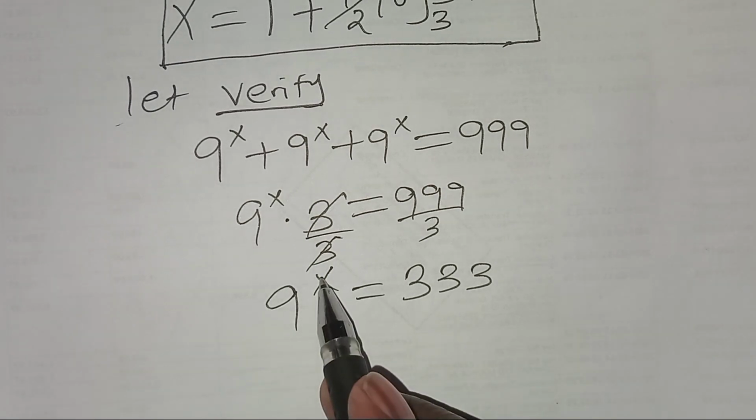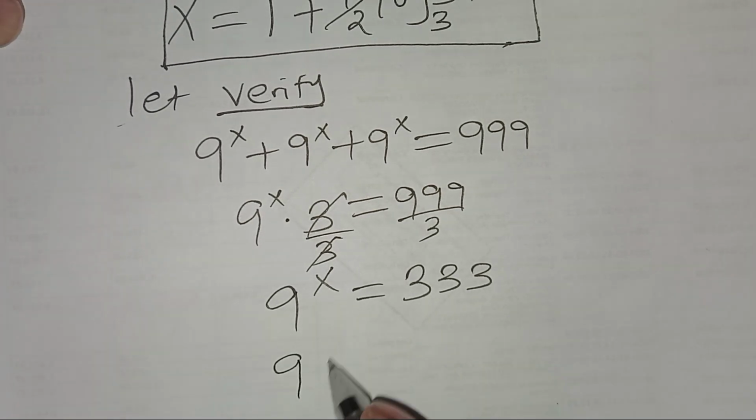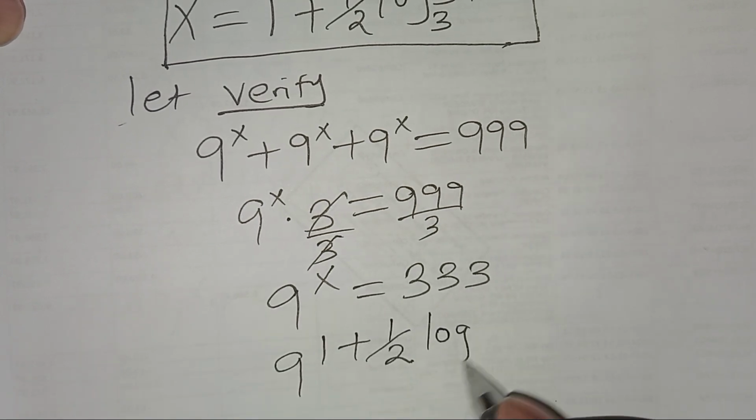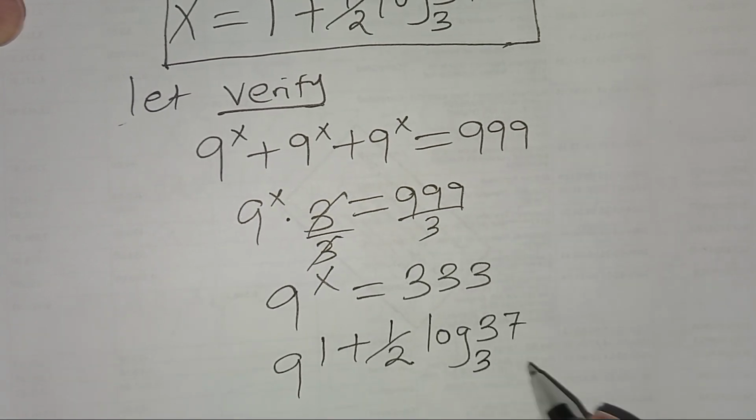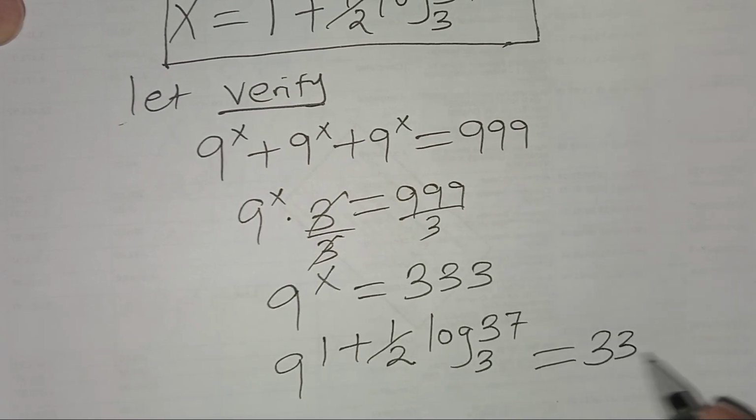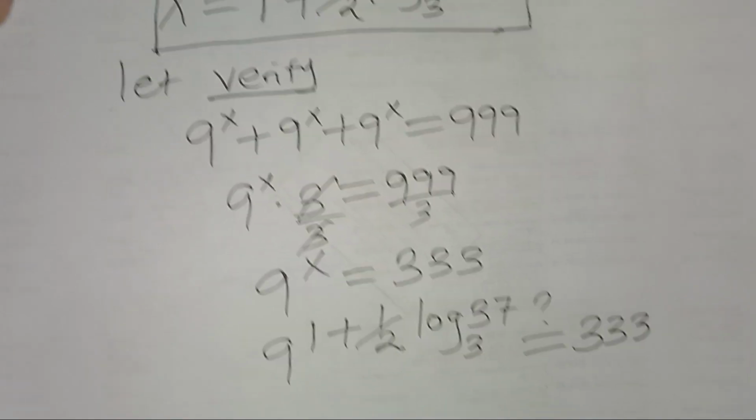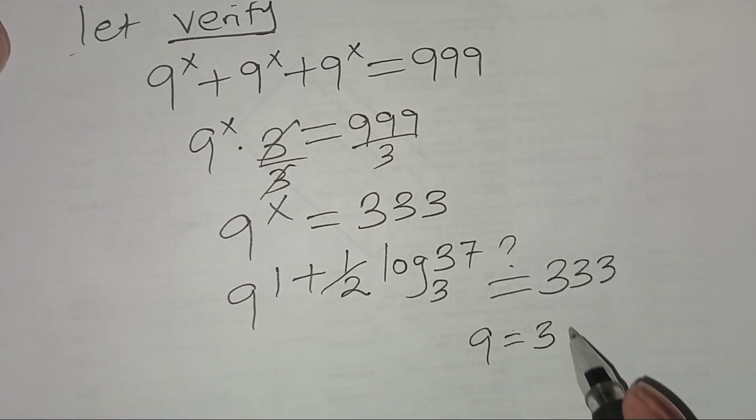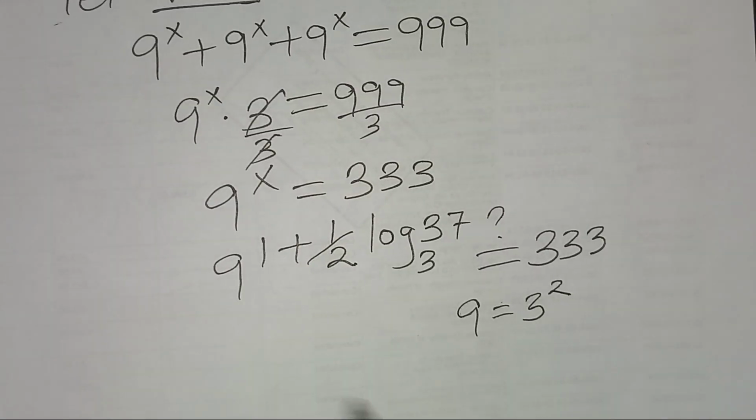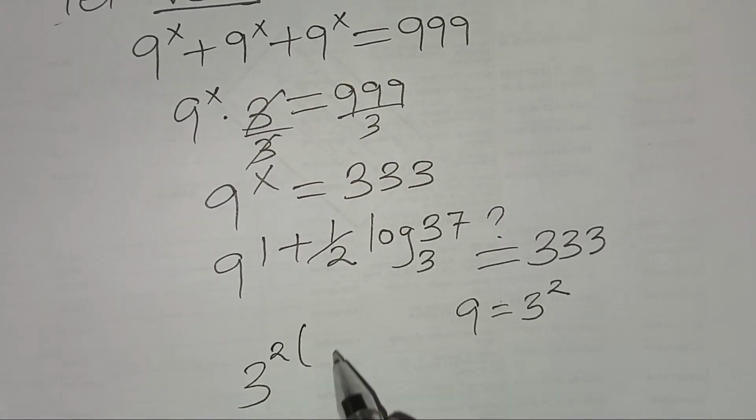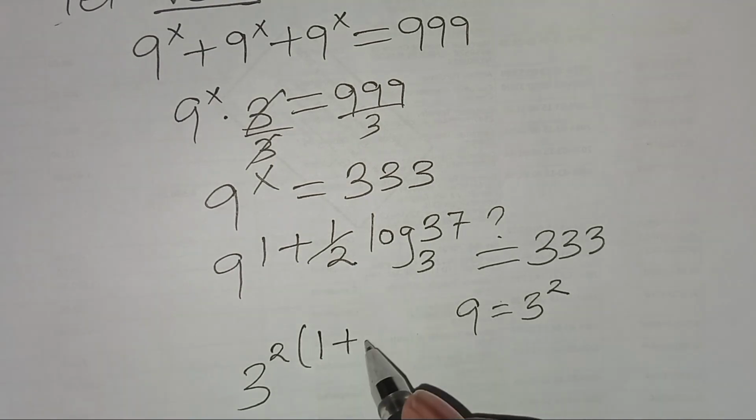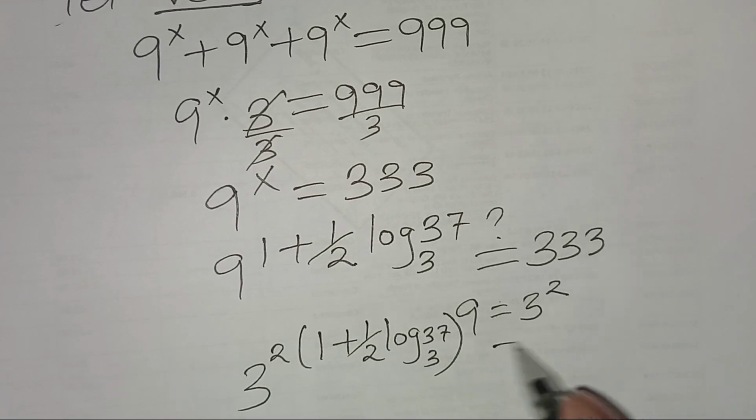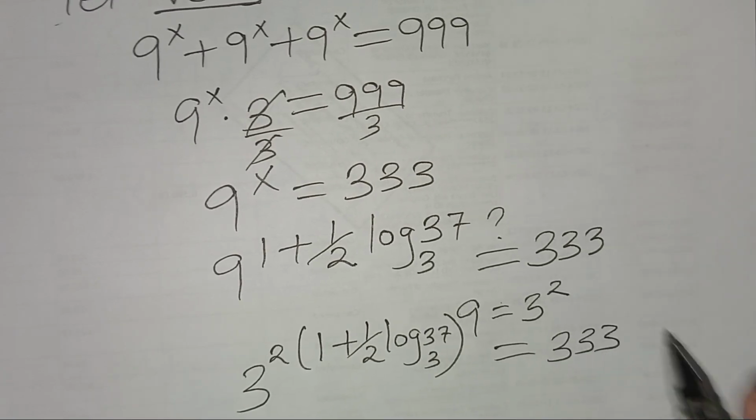So let's substitute the value of x here. So we have 9 to the power 1 plus half log 37 to base 3. This should give us a value of 333. So let's check if this is true. Now we can express 9 as 3 to the power 2. So let's substitute this. So this is 3 to the power 2 multiplying by 1 plus half log 37 to base 3. This should give us a value of 333.